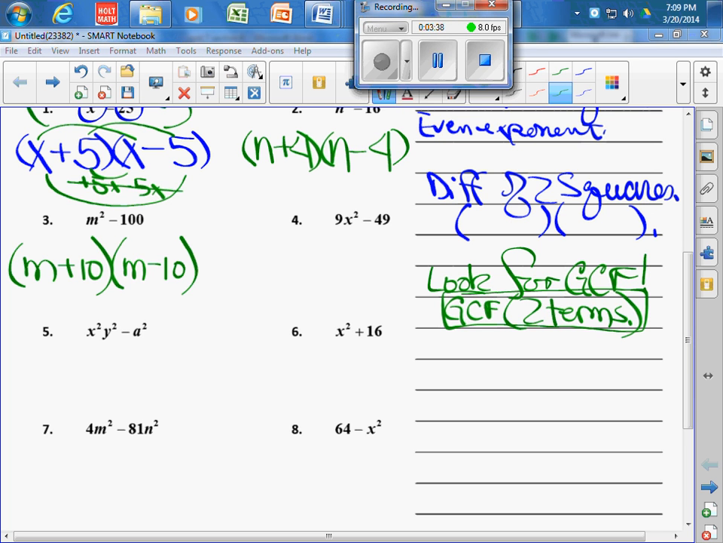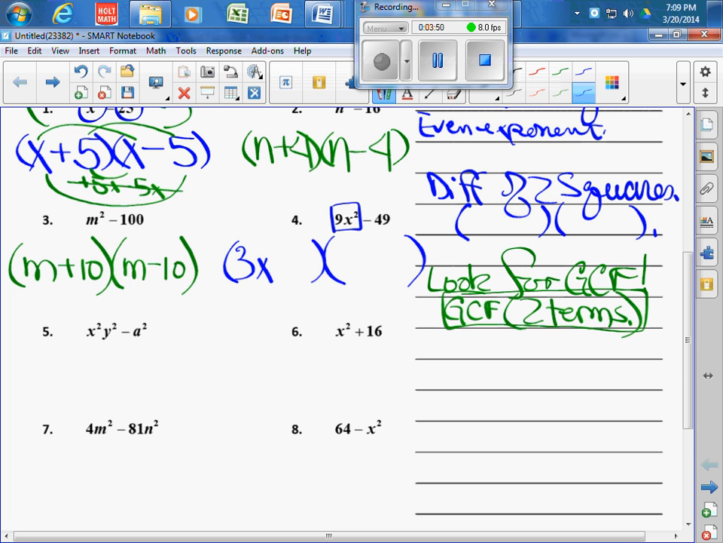Looking at number 4, though, we don't have a GCF here, so we're going to start with two sets of parentheses. Take the square root of the first term. Well, the square root of 9x squared would be, well, we need 3x times 3x to get 9x squared. And the square root of 49 is 7. We're going to have one plus and one minus, and you're done.